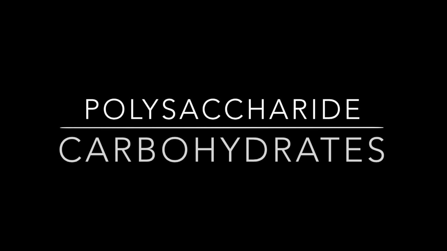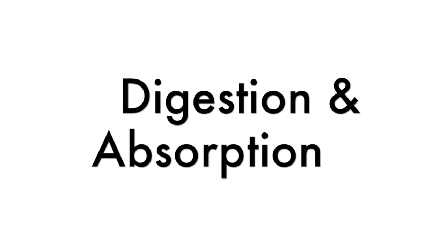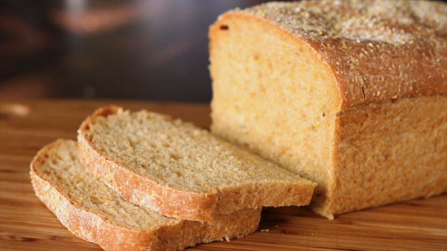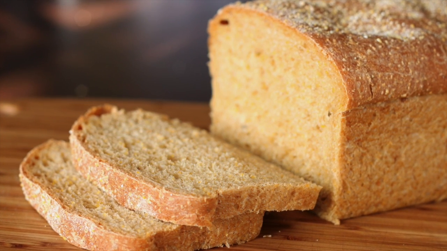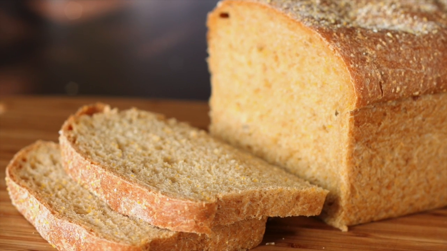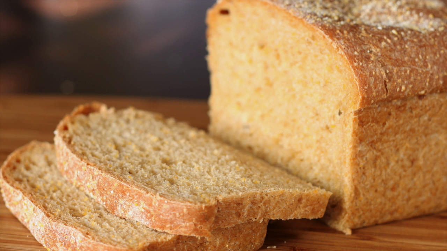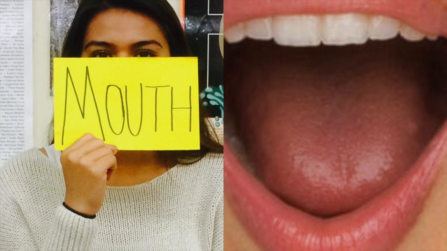Welcome to Polysaccharide Carbohydrates. More specifically, we're going to be looking at their digestion and absorption process. First off, we're going to be looking at the digestion process, and we're going to need a food that contains a lot of carbohydrates such as starch and glycogen, and a perfect example of that is bread, which is loaded with carbs. So our first stop is the mouth where the carbohydrate digestion begins.